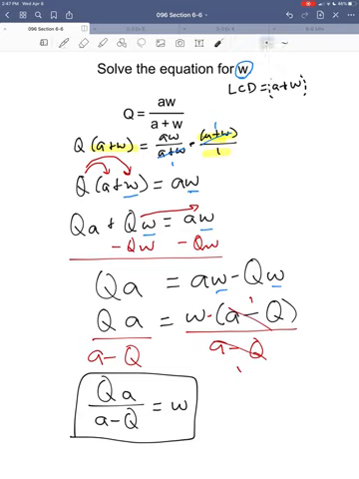Don't get cancel happy. This is Q times A in the top. So Q and A are factors of the numerator because they're being multiplied. But Q and A are not factors of the denominator because they're being subtracted. They're not part of a multiplication problem. You can only cancel out common factors. So Q and A are factors of the top, but not factors of the bottom. So I don't have any common factors here, and I would be done.